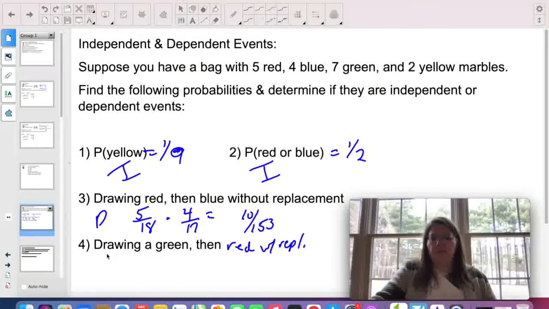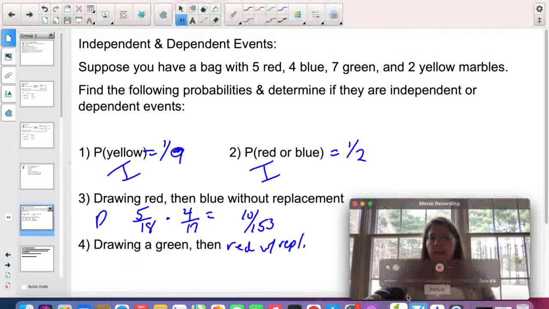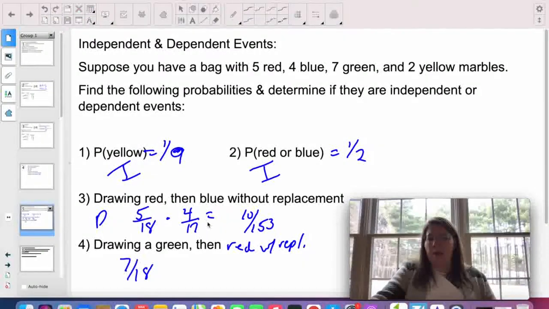What's the probability of drawing a green, then a red with replacement? So we're going to replace the one that we draw the first time. Well, the probability of drawing a green is 7 out of the 18 in the bag. And then if we replace that one, we now still have 18 in the bag.